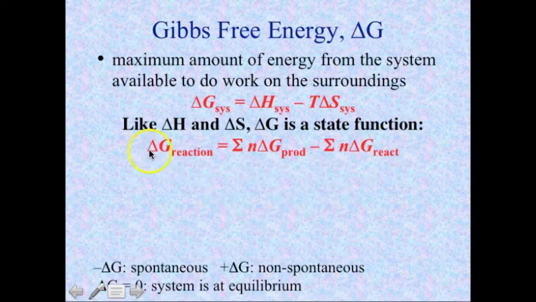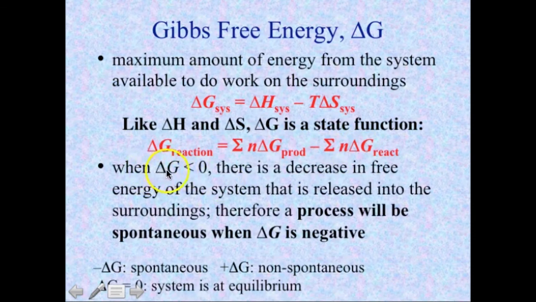So to calculate the change in free energy of the reaction, it's the sum of the free energies of the products minus the sum of free energies of the reactants. Now when delta G is less than 0, in other words, when it's negative, there's a decrease in free energy of the system that is released into the surroundings. Therefore, a process will be spontaneous when delta G is negative. So the useful guide is a negative delta G, it's a spontaneous process. A positive delta G, it's not spontaneous. And if delta G equals 0, the system is at equilibrium.